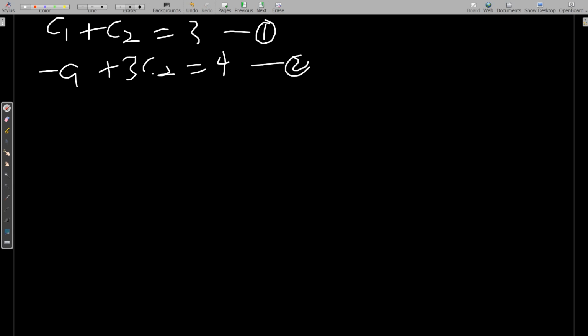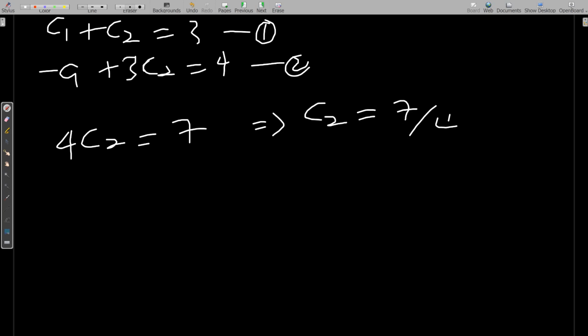So when I add these two equations, I'll have C1 plus negative C1, that will give me 0. And I'll have C2 plus 3C2 on the left side. So I have 4C2 equals 3 plus 4, which is 7. So this implies that my C2 is equal to 7 over 4.